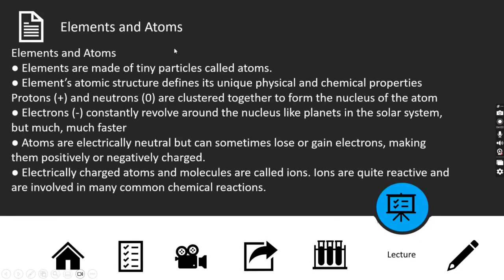Elements and atoms. We have already gone over most of this. Atoms are electrically neutral, but sometimes can lose or gain electrons, making them positively or negatively charged. We've talked about that a little bit. We haven't talked about the fact that if it is charged, it's called an ion. If you have taken chemistry, you know if it's positive, then it's a cation. If it's negative, it's an anion. But we're not going to get too deep into that here. Just know that you have ions, and they are quite reactive. Because it has that positive or negative charge, it's seeking out something to become zero again.